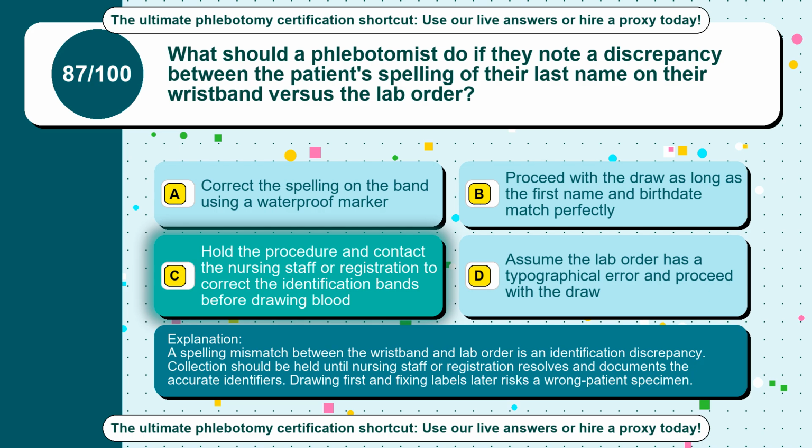A spelling mismatch between the wristband and lab order is an identification discrepancy. Collection should be held until nursing staff or registration resolves and documents the accurate identifiers. Drawing first and fixing labels later risks a wrong patient specimen.